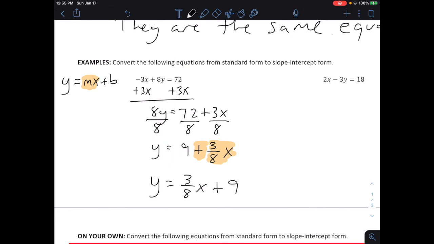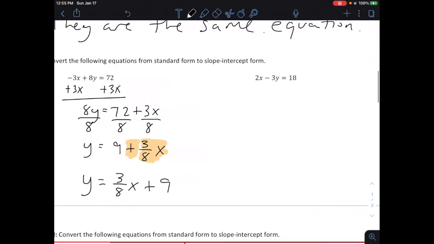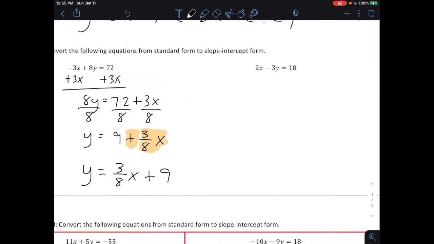All right. It's plus 9 because it's positive 9. Now, hopefully this next one will give us some minus signs. If it does, it'll make my day. All right, here we go. So we're going to do the same thing here.